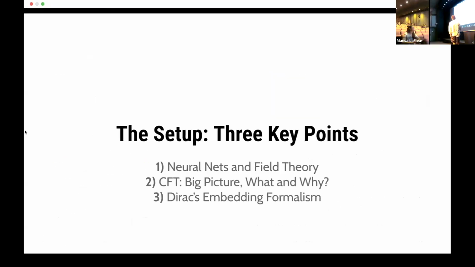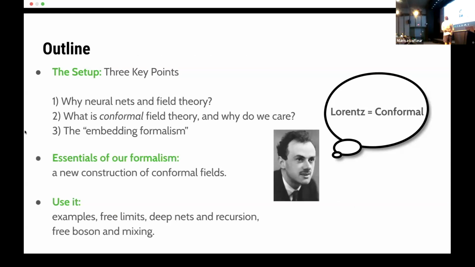Getting used to the clicker. All right. So the essentials of our formalism is what I'll address next, including a new construction of conformal fields. This is the main takeaway of the talk, a new way to do CFT.